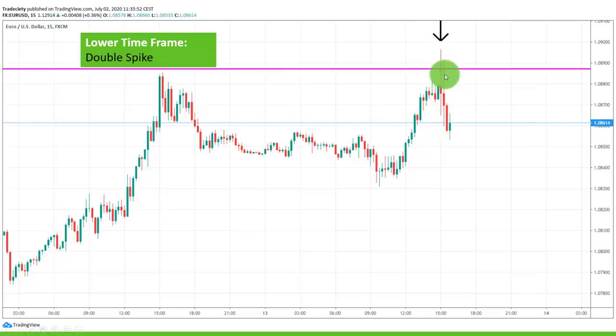And double spikes are very, very powerful because they show you that the microstructure on the lower time frame is actually trying to break out higher, but it is rejected not once but twice. And the market is always closing almost at the low of the candle. It's a very, very strong rejection signal. And after that, there's a very, very good chance that the market will actually continue selling off because it is a fake breakout on the higher time frame. And you can see the microstructure of the double spike here.